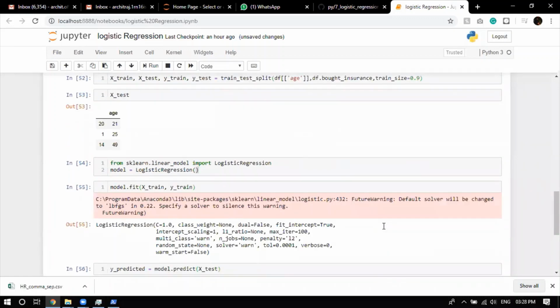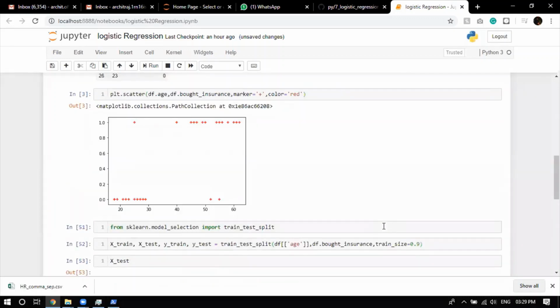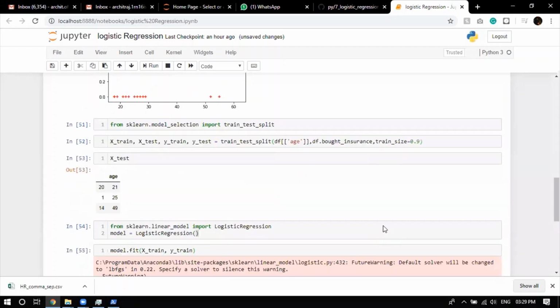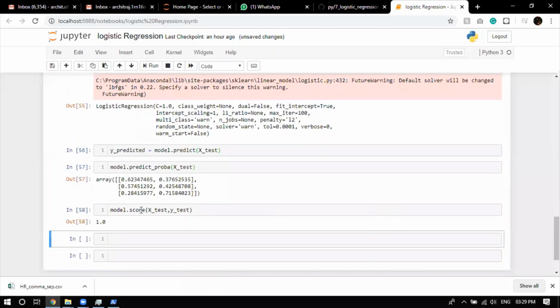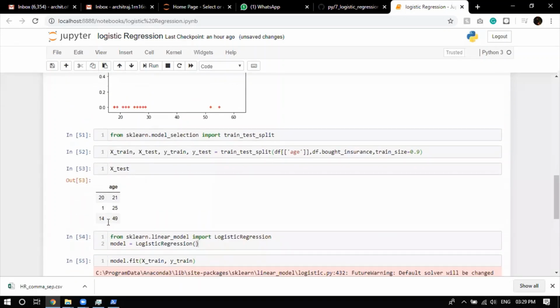If it's a big data set, it will definitely change. Like from 83% you'll go to 84%, maybe 87%, or from 87% you'll go to 83%. So you have to get the average of that. That's why we use cross validation. Now, we can see the model score is 1. It means our model is completely accurate. So that is what logistic regression is.